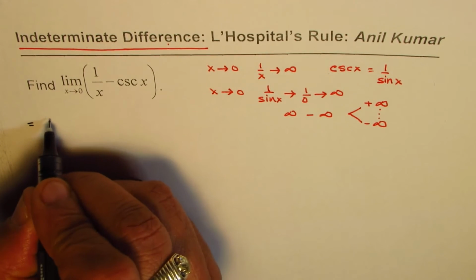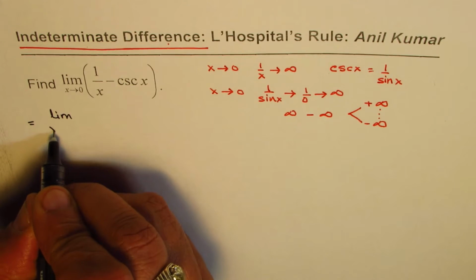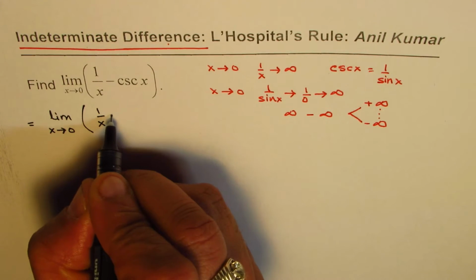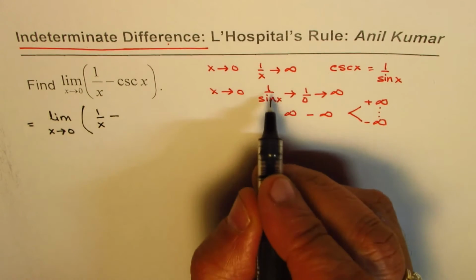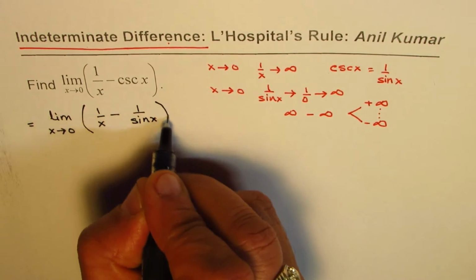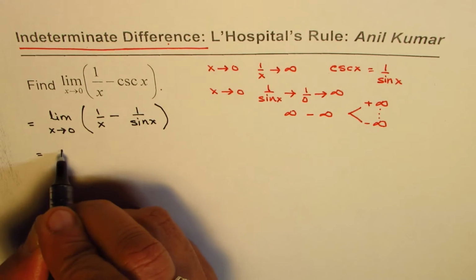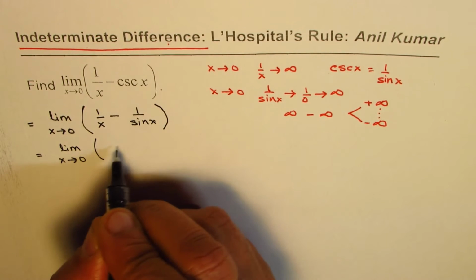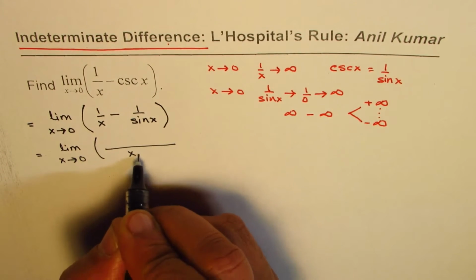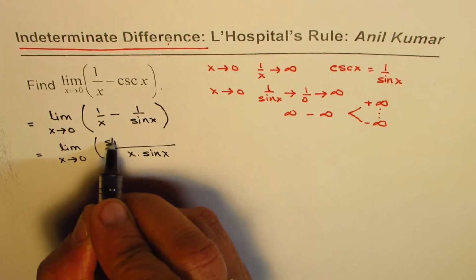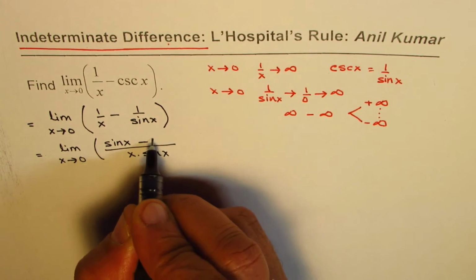I'll rewrite this function as the limit as x approaches 0 of 1 over x minus cosecant x, which is 1 over sine x. Now we'll take a common denominator and simplify this a bit. The common denominator is x sine x. Here we get sine x minus x.